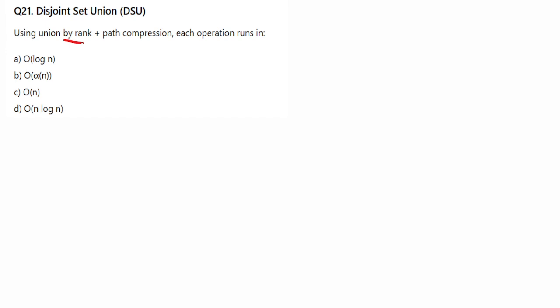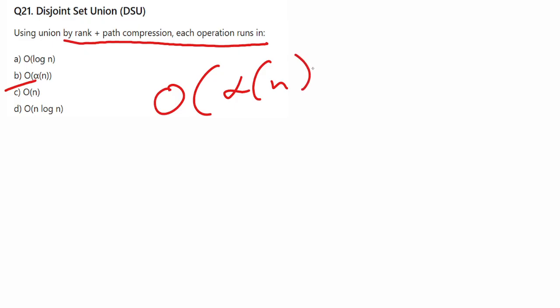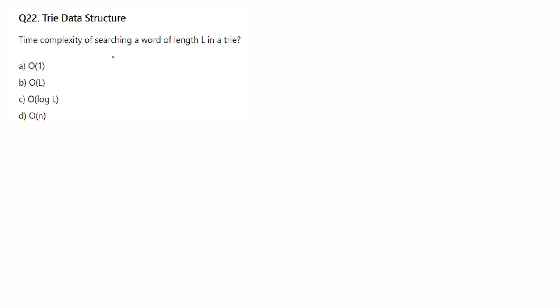Now, using union by rank plus path compression, each operation runs in option B, O(alpha(n)), because alpha(n) is the inverse Ackermann function, almost constant. That's why option B is the correct one. Time complexity of searching a word of length L in a trie. The correct option here is to traverse each character. That's why we get O(L).